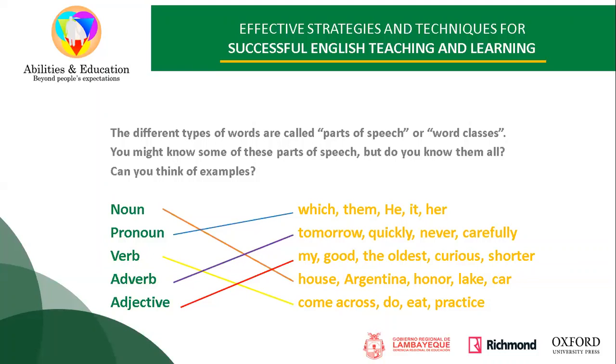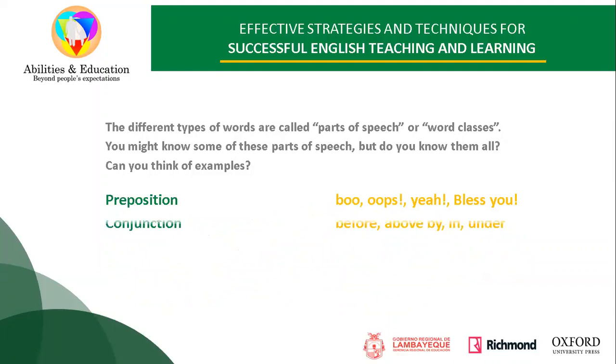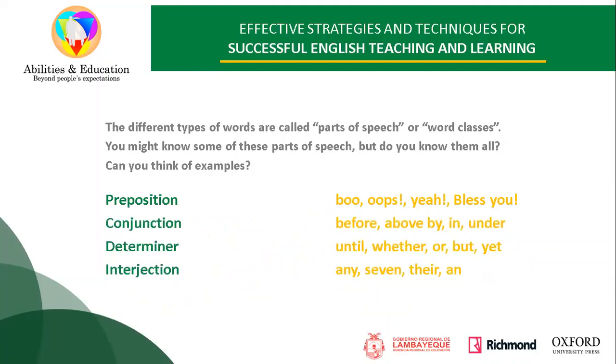All right, let's continue. We have prepositions, conjunctions, determiners, and interjections. Which would be the prepositions? Until, whether, or, but. Oh, actually, the prepositions are before, above, by, in, under. Yes, under, yes.